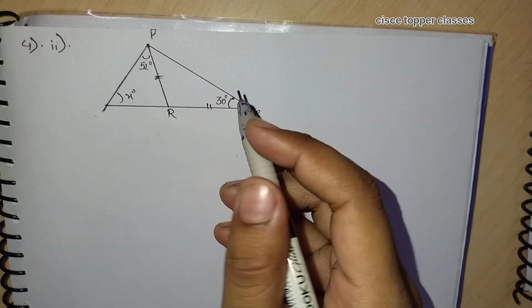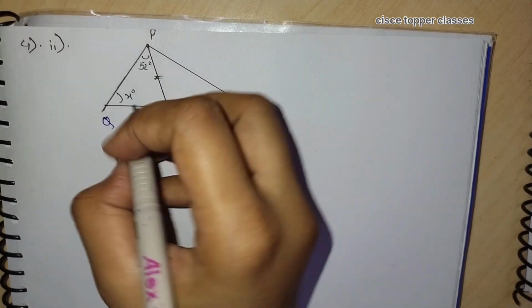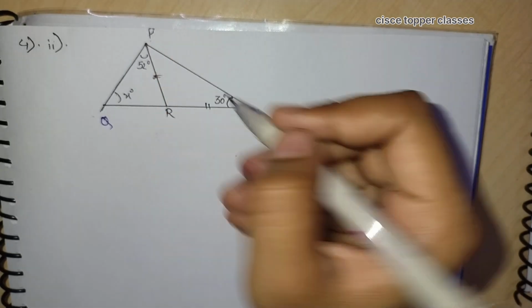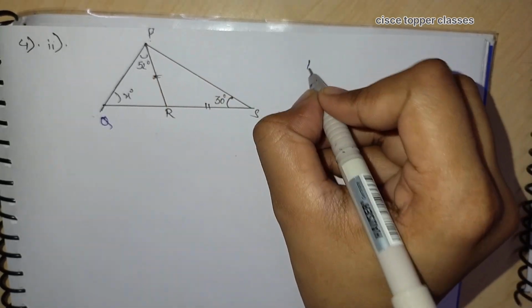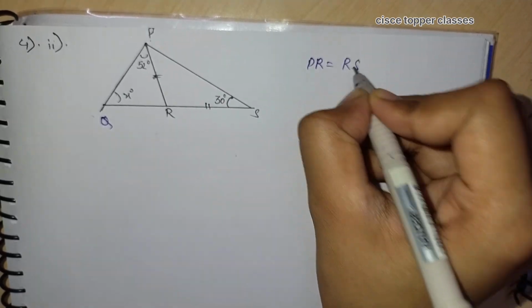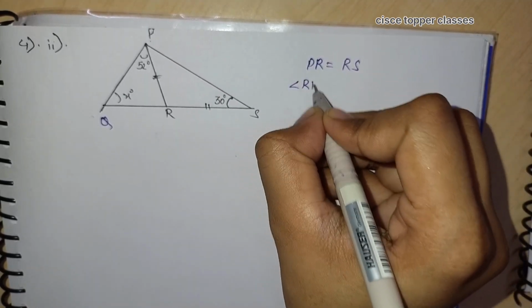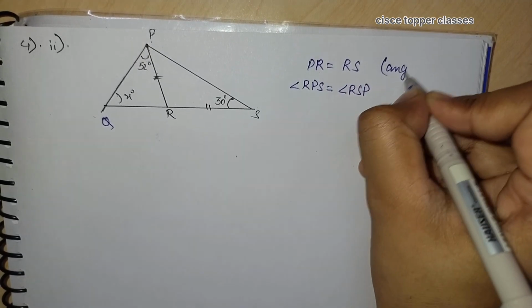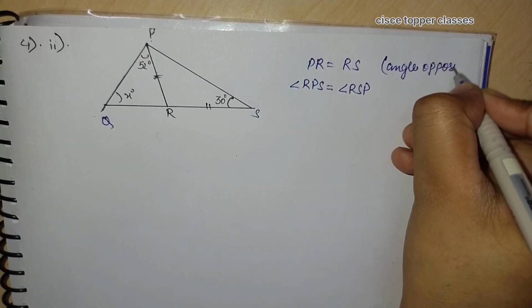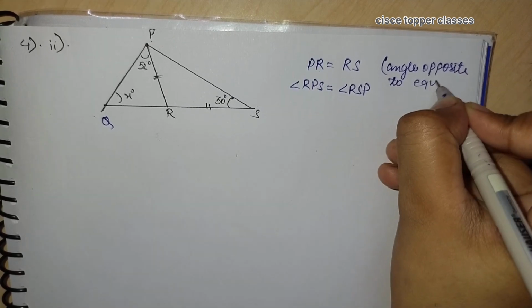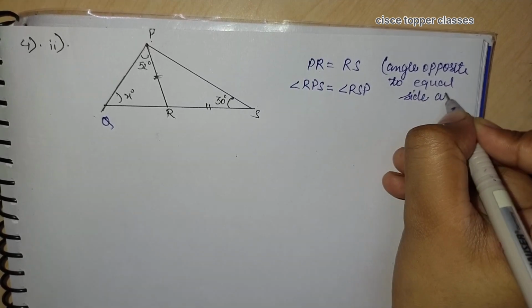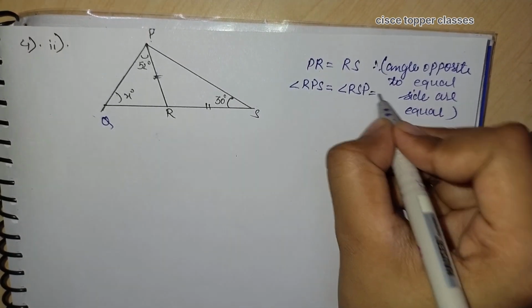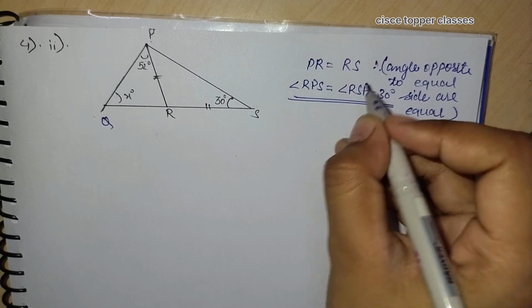Now let us solve the second part here. In this question, we have to find the value of x. Simply, we have RPS as 30 degree because PR is equal to RS as given in the question. PR is equal to RS. We can simply write angle RPS is equal to angle RSP from this, because angles opposite to equal sides are equal. From here we can write this angle is equal to 30 degree. So we can simply write this as 30 degree.